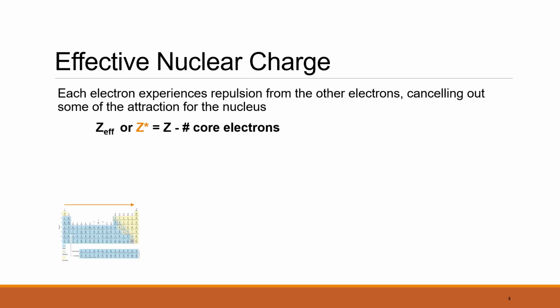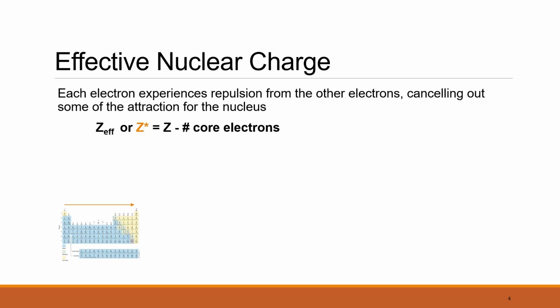So first we're going to look at effective nuclear charge, because this is going to help determine the effects of some of those other atomic properties that we looked at on a previous slide. So effective nuclear charge describes what the electron experiences. The electron experiences repulsion from other electrons. Because they're all negatively charged, they have the same charge, they're going to repel each other. So due to this repulsion, it cancels out some of the attraction that that electron feels for that positively charged nucleus.